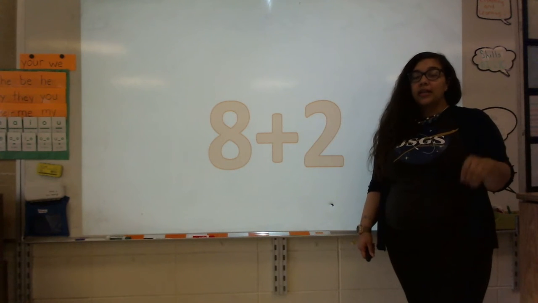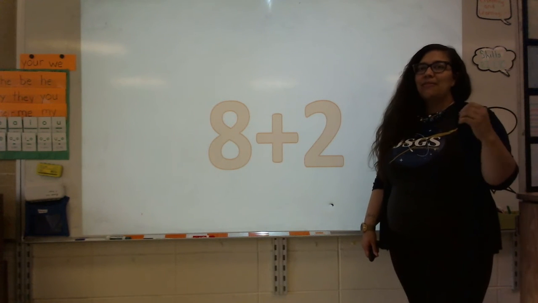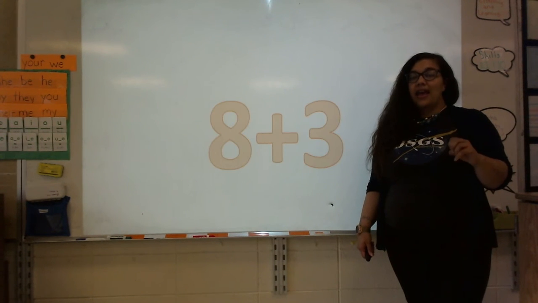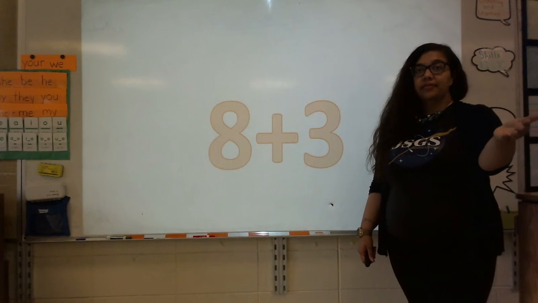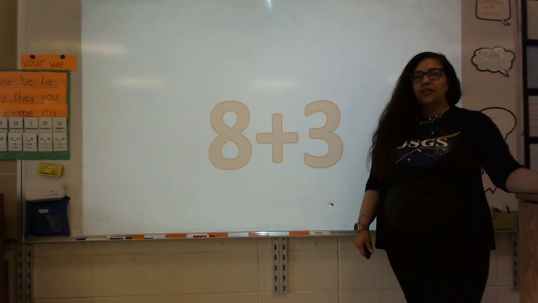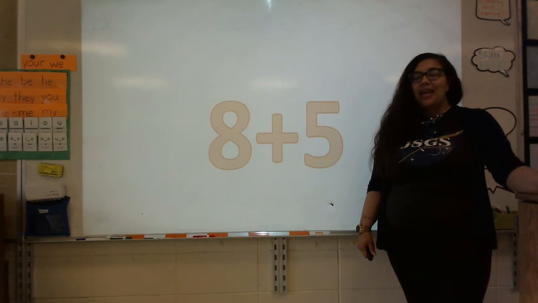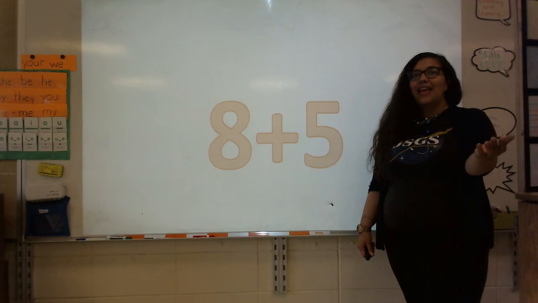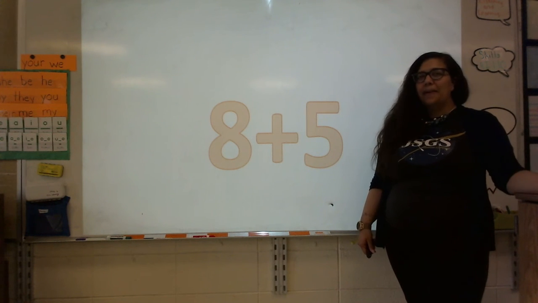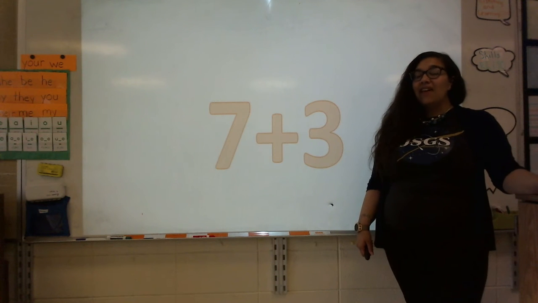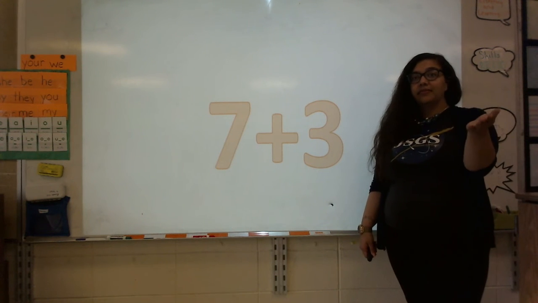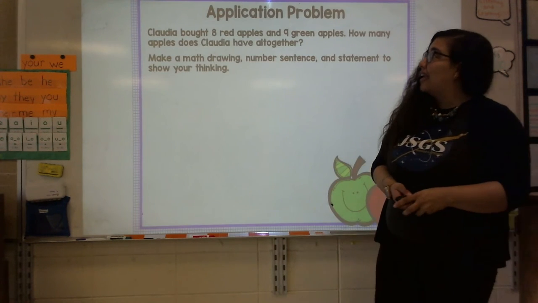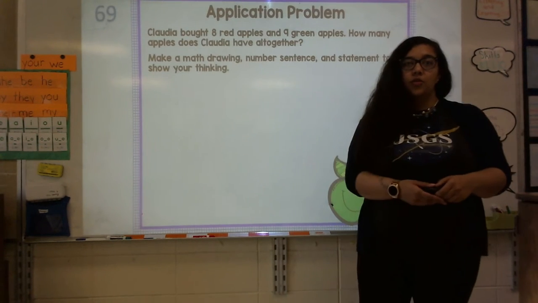8 plus 2 is 10 plus 0. Right. All right. And 8 plus 3 is 10 plus 1. Good. Keep going. 8 plus 5 is 10 plus 3. All right. And last one. 7 plus 3 is 10 plus 0. Good job, guys.